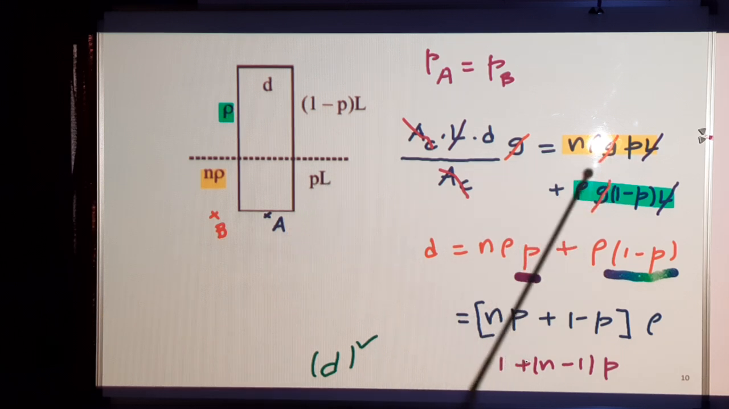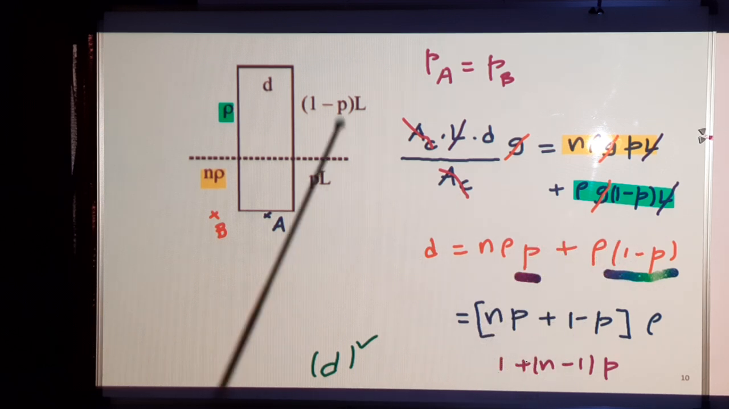The bottom liquid, rho is N rho g, and then h is P L. The top liquid, rho g, and then height is (1 minus P) into L. So simplifying, we'll get the density as this one.